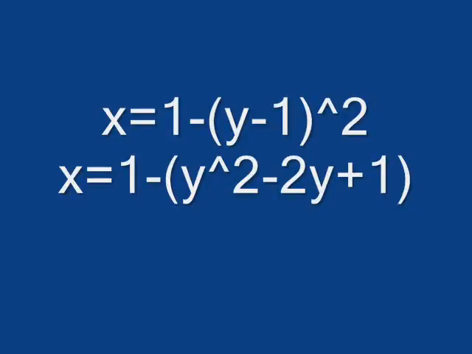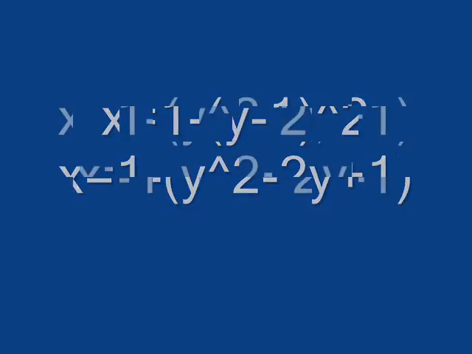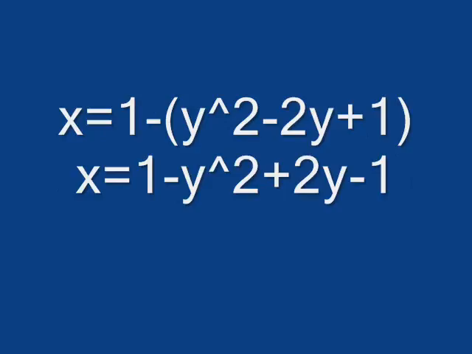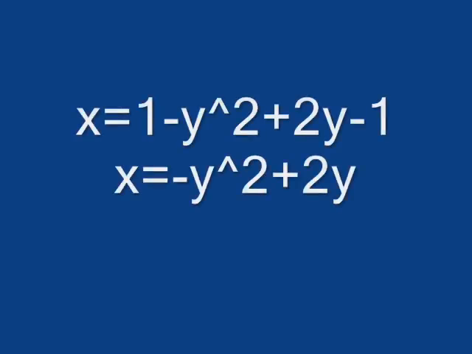These steps will show us how to get the points that we'll need to graph. We'll need to FOIL y minus 1 squared, and then also FOIL through the negative. This will change our signs and ultimately eliminate the 1's. This will leave us with negative y squared plus 2y.